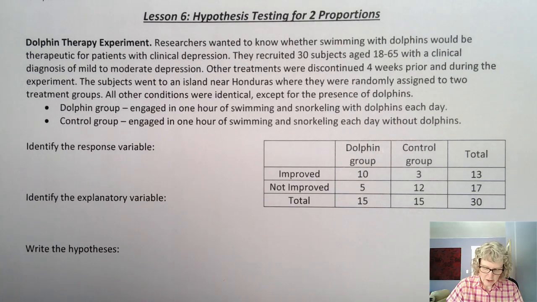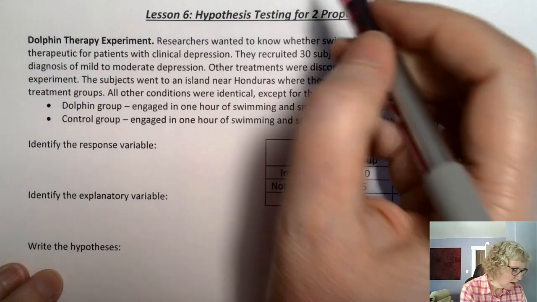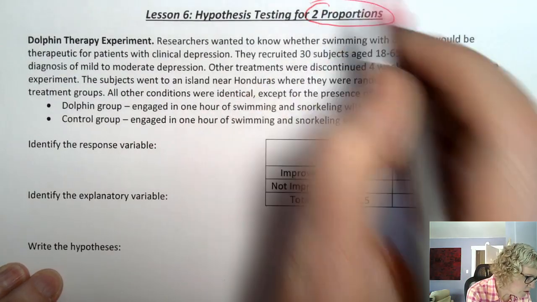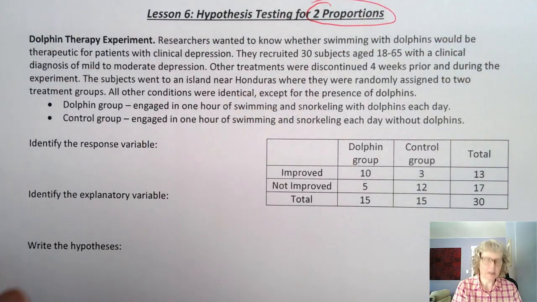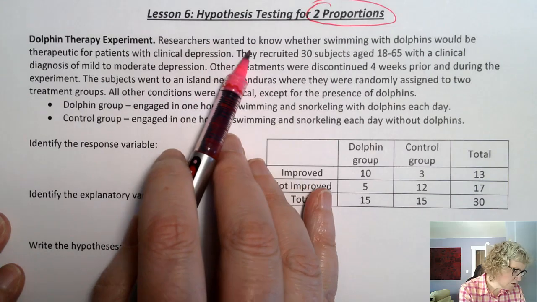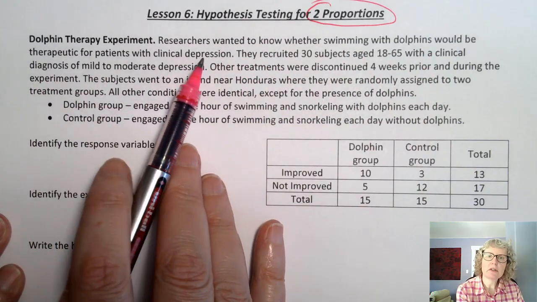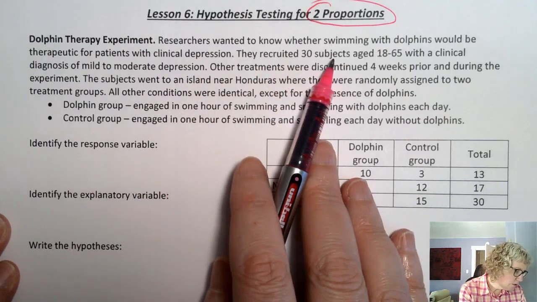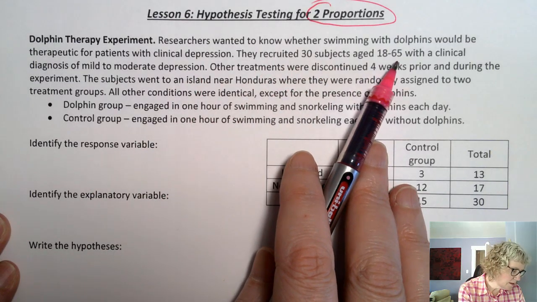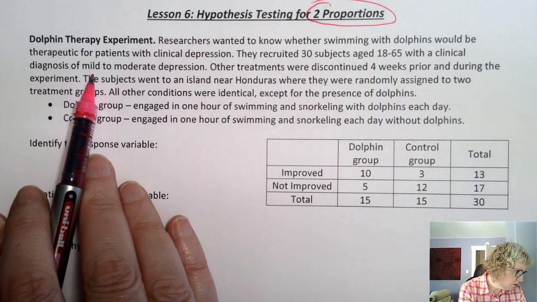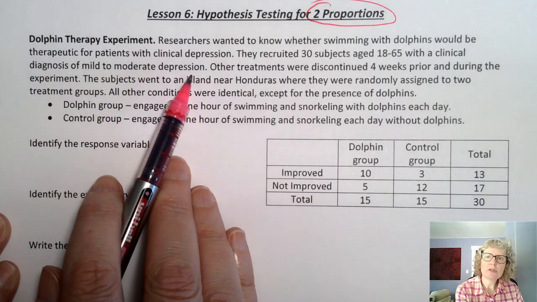Okay, so let's look at an example here. And we've got two proportions, hypothesis testing. So this is based on a real study, a dolphin therapy experiment. Researchers wanted to know whether swimming with dolphins would be therapeutic for patients with clinical depression. They recruited 30 subjects aged 18 to 65 with a clinical diagnosis of mild to moderate depression.